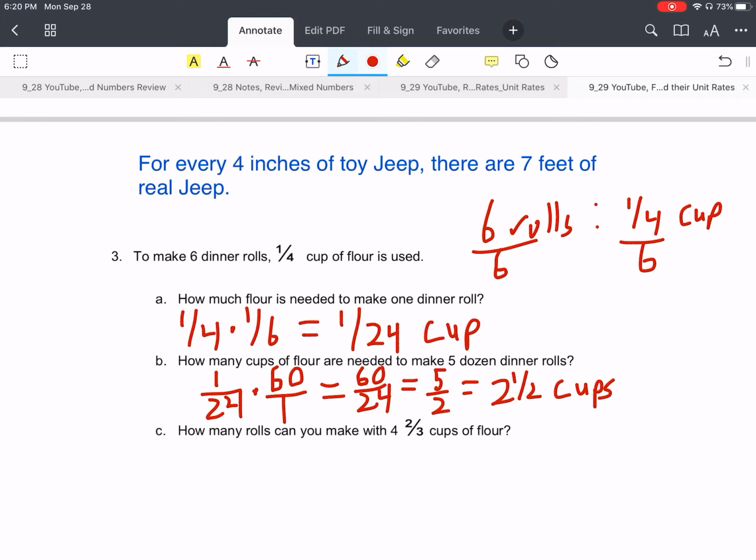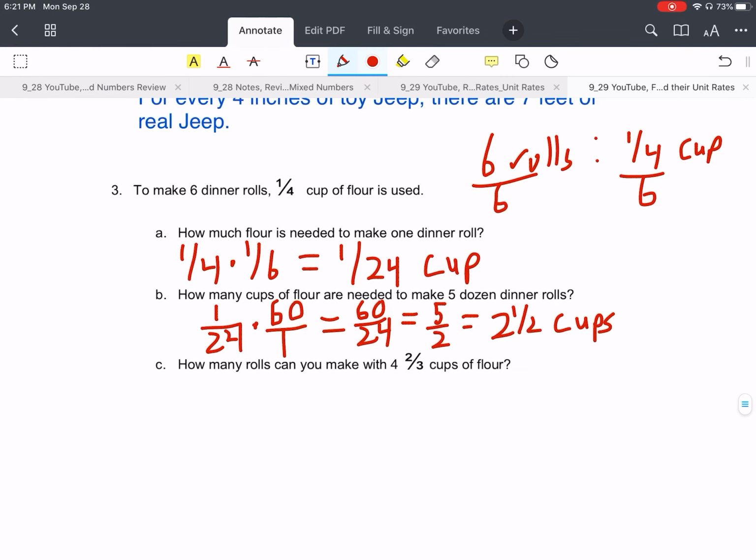Final question, how many rolls can you make with 4 2/3 cups of flour? So this one is a little different. What we're going to be doing is we're taking our cups of flour, which is 4 2/3, and we're going to be dividing that by the amount of flour it takes to make 1 roll. And we can figure out how many rolls we can actually make. We could look and see that every cup of flour will make 24 rolls just because it takes 1/24 of a cup for 1 roll.